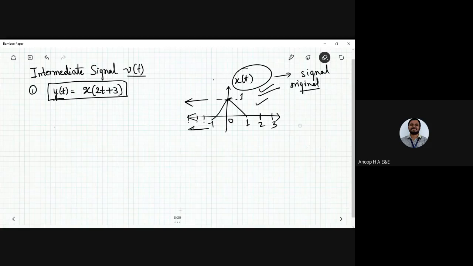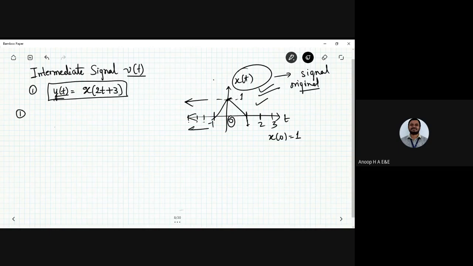Now, this is x of t. Hope you are getting it. I have written a simple signal x of t where at t equal to -1 and +1 you have 0 values, and otherwise also it is 0. Only at 0, x of 0 will be equal to 1. What do I need to do now? I need to realize the signal y of t that is equal to x of 2t plus 3.